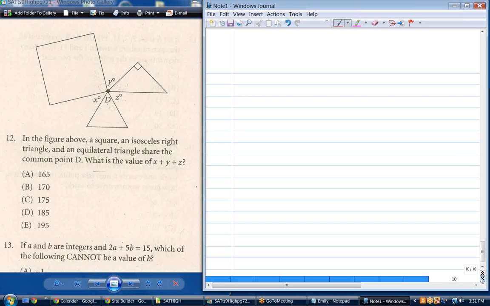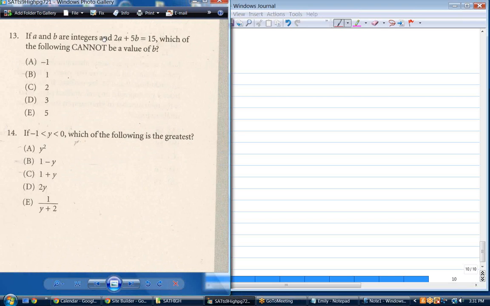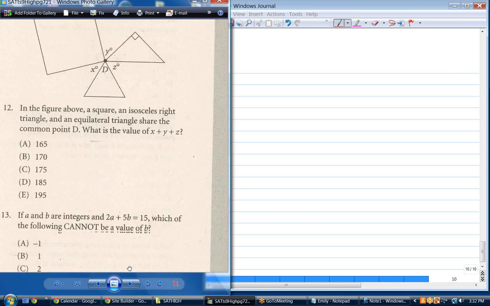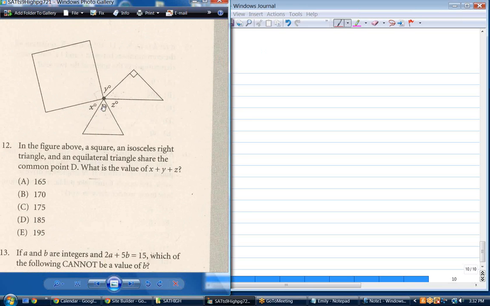$165. Am I right? Yeah. In other words, this is 60, that's 45, and that's 90. So that's what you did, right? You added those three and subtracted from 360? Yep.